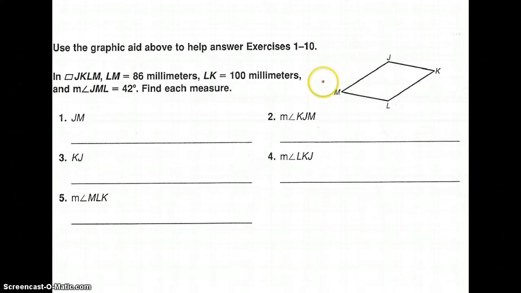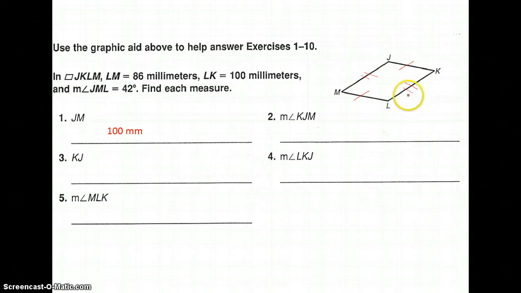If we use the diagram at right to answer this first question, let's find the length of JM. We're given in this parallelogram JKLM that LM is 86 millimeters and LK is 100 millimeters. So let's think about those properties. I know that LM is congruent to JK, and I know that JM is congruent to KL. My question is asking me for the length of JM. So if I'm already given that JM is my unknown, but I know that LK is 100, then my answer, JM, would also be 100 millimeters.